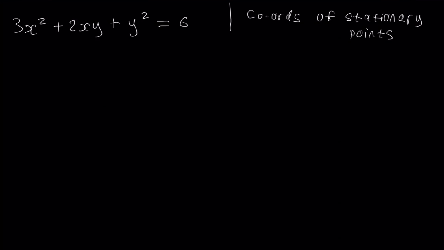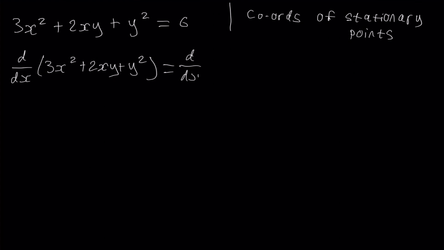So to find the coordinates of stationary points, the first thing we have to do is find the derivative of y with respect to x. So we're going to want to differentiate both sides of this equation with respect to x. 3x squared plus 2xy plus y squared is equal to the derivative with respect to x of 6. And now starting from the left, the derivative of 3x squared will be 3 times 2x, which will be equal to 6x.